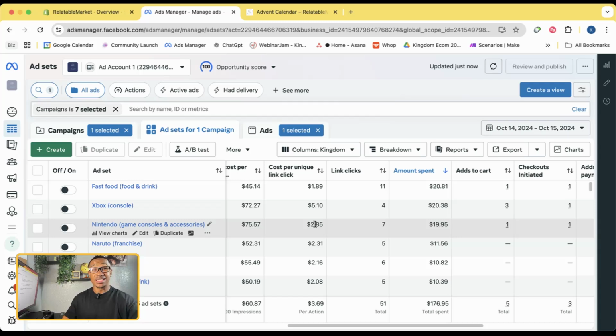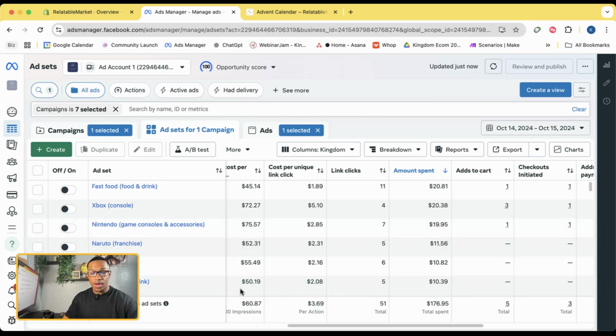And this is why it's important to test multiple interests, because you see how fast food had a $1.89 cost per link click. So that means that audience resonates with this ad. But you see Xbox cost per link click was like $5. That means that audience wasn't really feeling what we're putting in front of them.